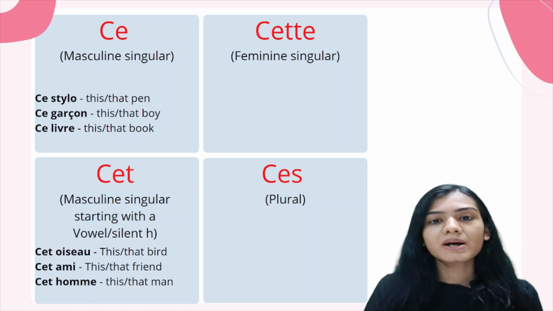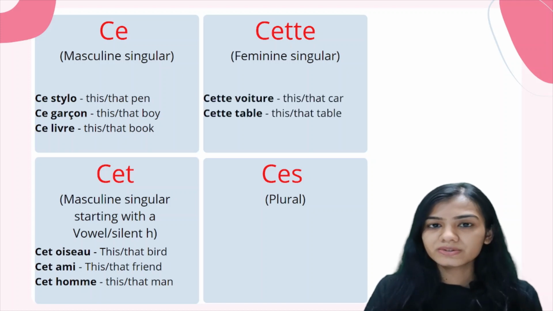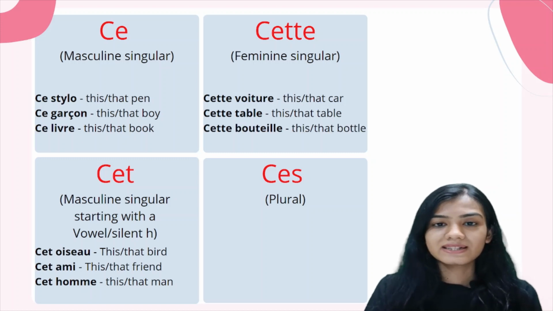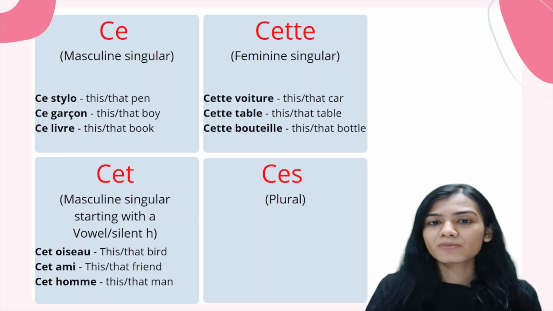Now talking about feminine singular, in that case we are going to use CETTE. C-E-T-T-E. CETTE. Cette voiture, cette table, cette bouteille. All these 3 are feminine singular. Thus, we are going to use the demonstrative adjective CETTE along with these.